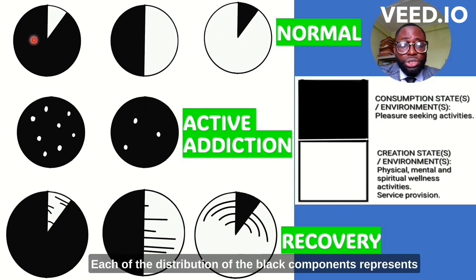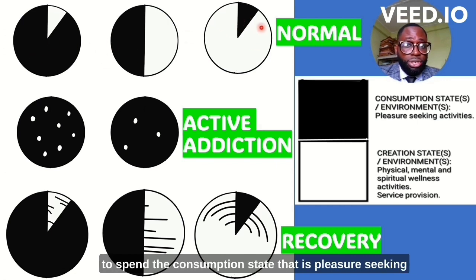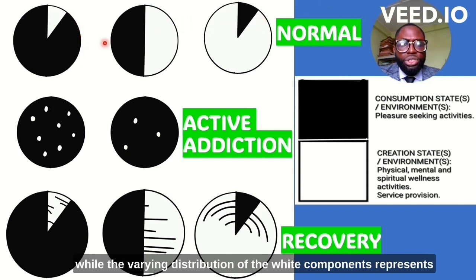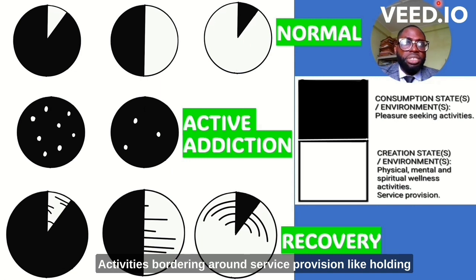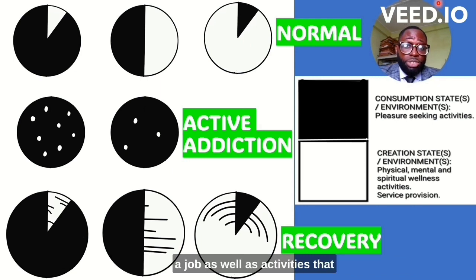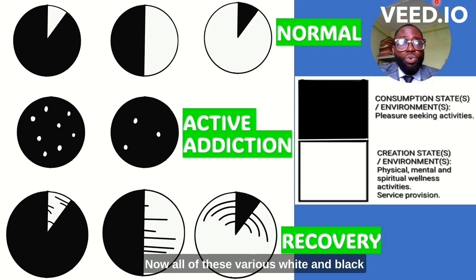Each of the distribution of the black components represents a different amount of time a person would choose to spend in the consumption state, that is pleasure seeking, while the varying distribution of the white components represents the time spent in the creation state. Activities bordering around service provision like holding a job, as well as activities that border around physical, mental, and spiritual well-being. Now, all of these various white and black distributions are seen in a normal population.